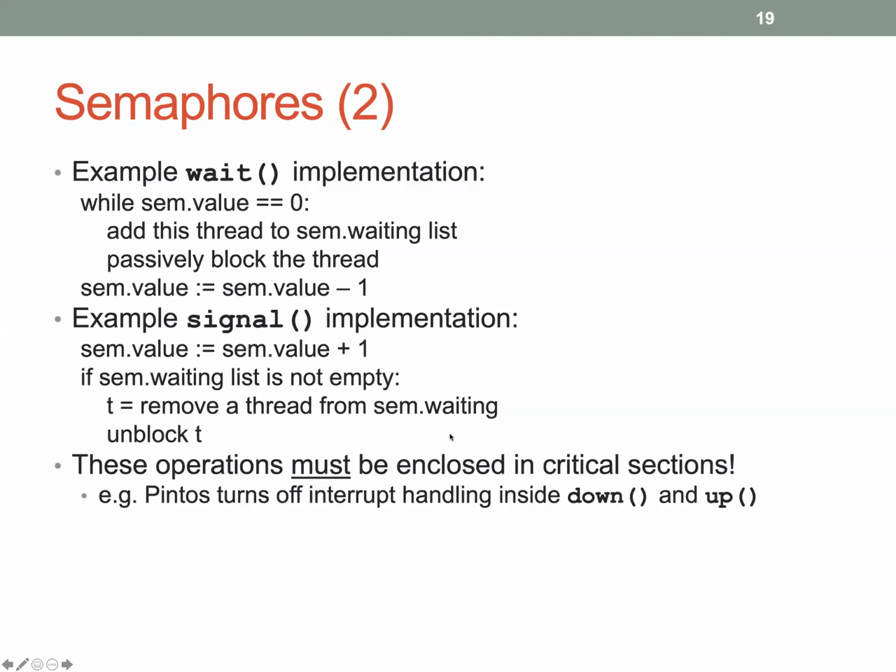Now that looks really simple, except that these are critical sections, because they're manipulating the shared value that is used for signaling. And so all of these operations have to be done in a critical section. Okay. And if you look at Pintos implementation of wait and signal, you'll see that these things are guarded by turning off interrupts. It's not possible for an interrupt to go off within that section. And since Pintos is single core, that's all it's got to worry about. If it were multi-core, then you'd have to probably have a Spinlock to guard it as well.